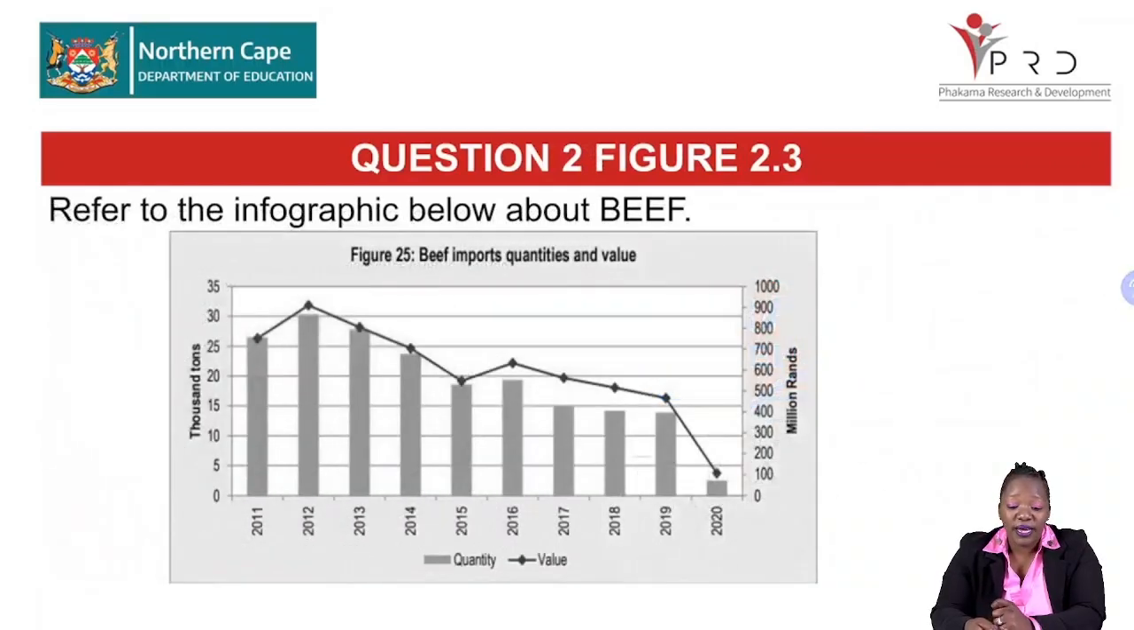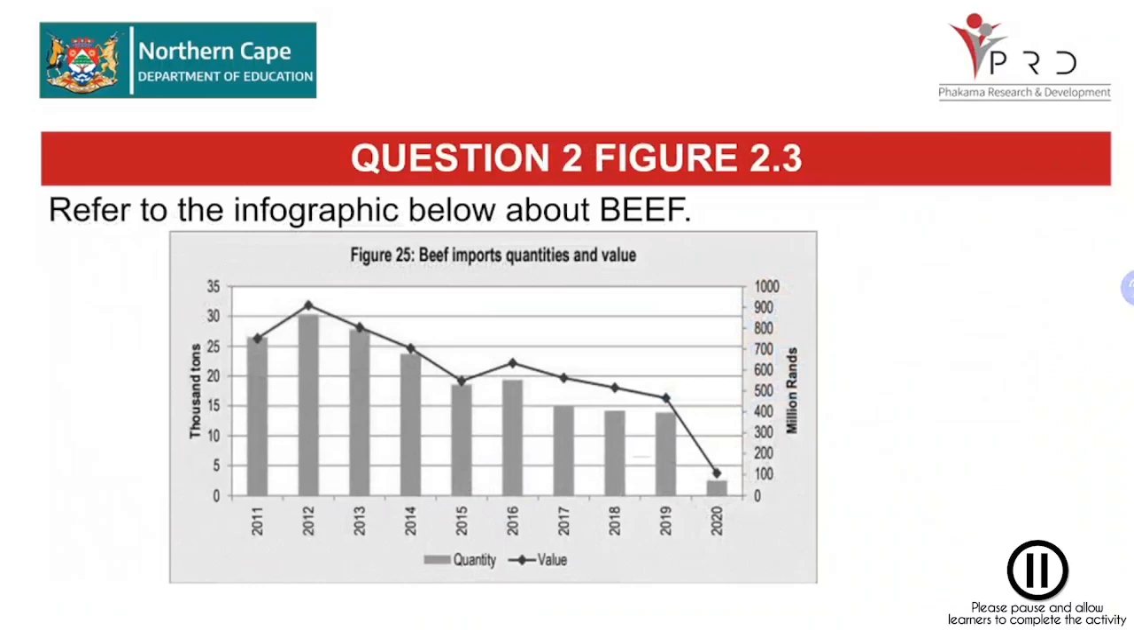Hoping that we are done, girls and boys. So let us look at the graph. As we have seen there, the thousand tons as well as the years from 2011 up until 2020. We are looking at the millions in rands. So again, just 2 minutes will be enough, and then after 2 minutes, we'll proceed to the next graph.